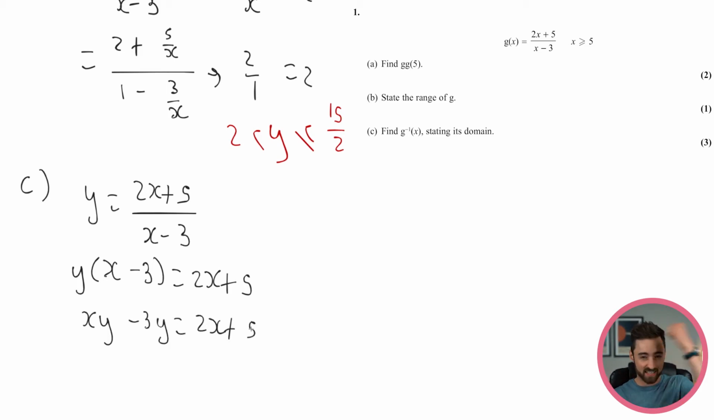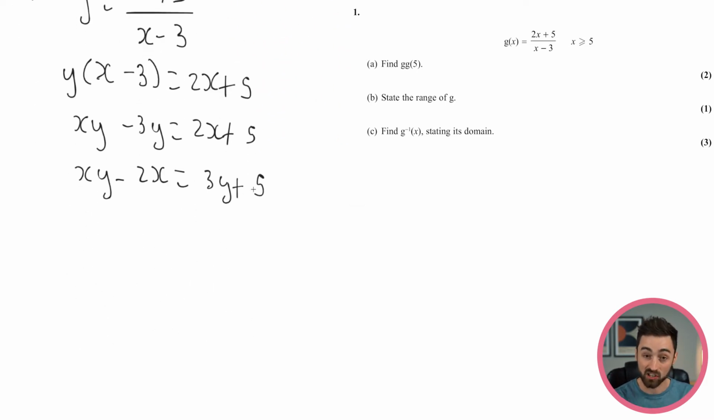I'm going to take my x's to the left here, take everything else to the right. So I'm going to get xy minus 2x equals, add this, 3y plus 5. So take out an x as a common factor to get x times y minus 2 equals 3y plus 5, and then divide.